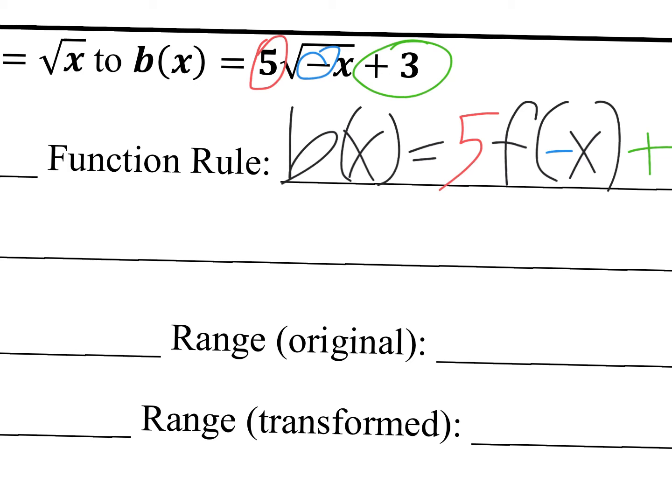Next, let's talk about our transformations. When you multiply by a number greater than 1 on the outside, that's going to vertically stretch it by a factor of 5. When you have a negative on the inside, I mentioned this on the last example, you'll have a y-axis reflection, and then you will go up 3 when you add 3 on the outside.